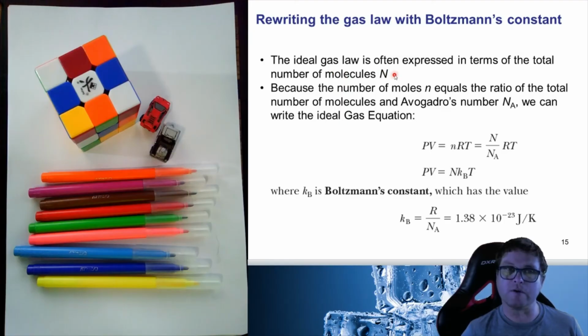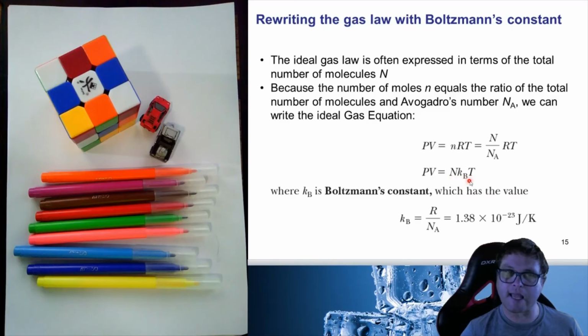The ideal gas law is often expressed in terms of the total number of molecules, N. Because the number of moles, small n, is the ratio of the total number of molecules to Avogadro's number, we can rewrite the gas equation. So we're rewriting this little n, the number of moles, as the number of molecules divided by Avogadro's number. Then we can take this N_A and associate it with the capital R.